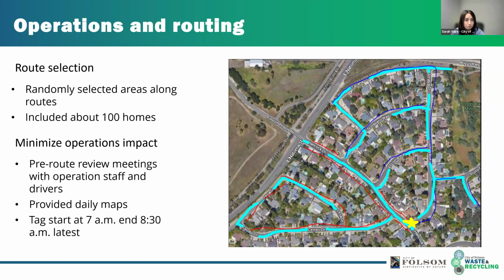So we thought 100 homes is something that realistically we could tag with 4 staff members working in teams of 2 in about that time period. And 100 homes we thought was a good sample size and could give us a good idea of what contamination looked like on that route.